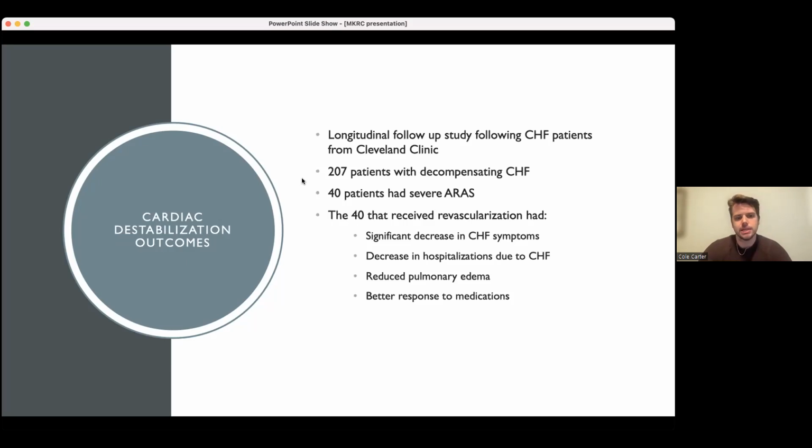For cardiac destabilization outcomes, there was a longitudinal follow-up study with Cleveland Clinic in CHF patients. 207 patients had decompensating heart failure, but they correctly identified 40 patients that had severe renal artery stenosis, which is greater than 70%. And the 40 that received revascularization had a significant decrease in their CHF symptoms, decrease in hospitalizations, reduced pulmonary edema, and a much better response to their blood pressure medications and heart medications.